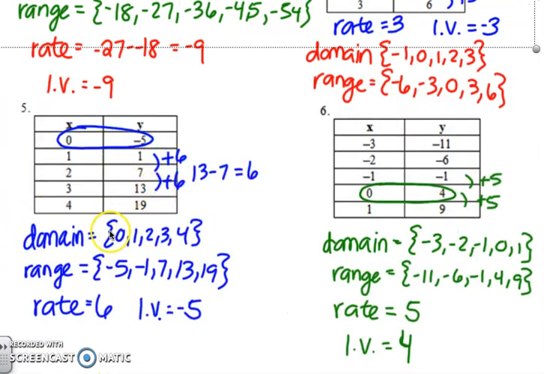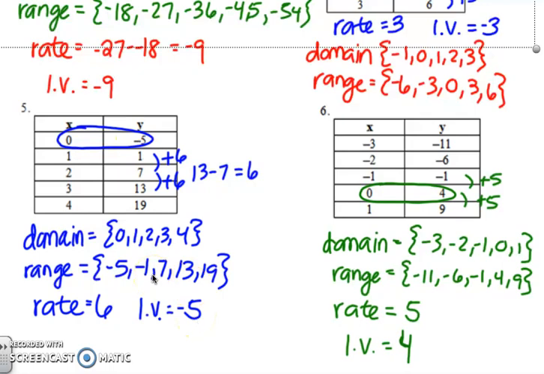Number 5, I rewrote my domain and I rewrote my range down here. To find the rate, I had to see what they were going up by. So you pick a number, for example 13, and subtract 7 and get 6. I made sure that worked. I made sure 1 plus 6 was 7, so that did work out. So your rate is a 6. For initial value, once again, they gave us x equals 0, so I'm going to see where x equals 0, go over, and it's negative 5. So negative 5 was your initial value.